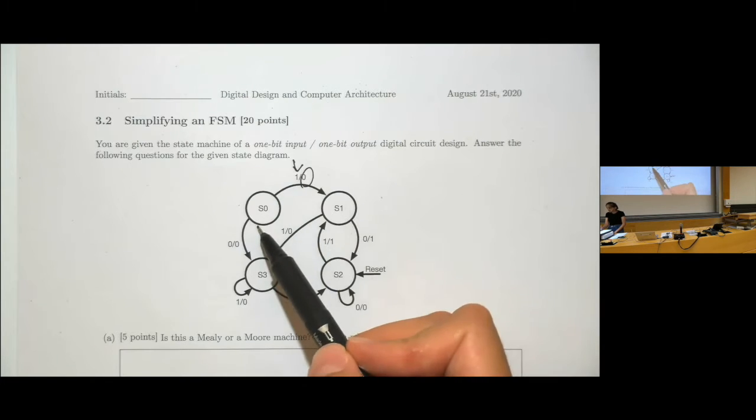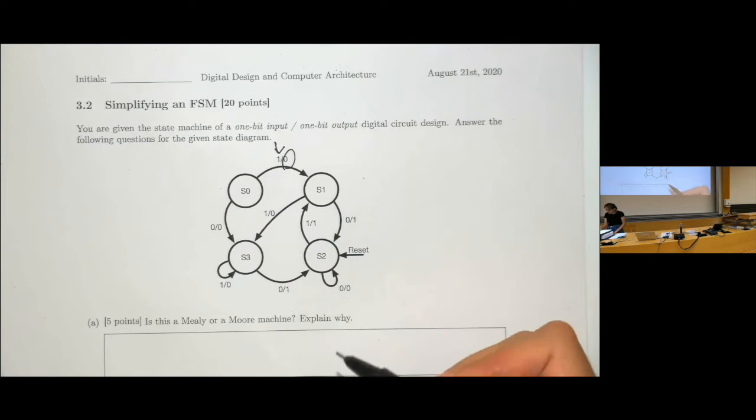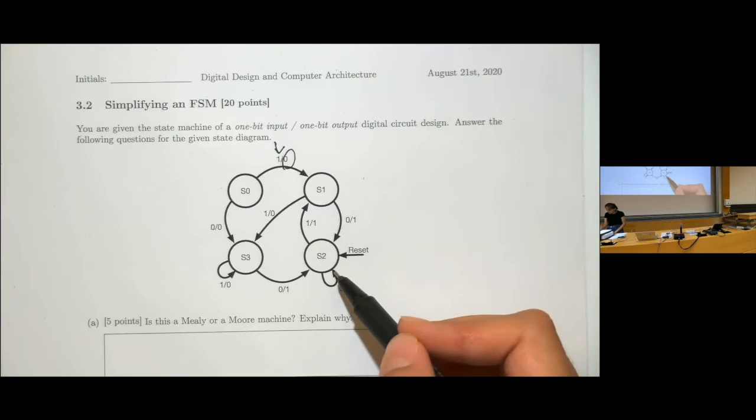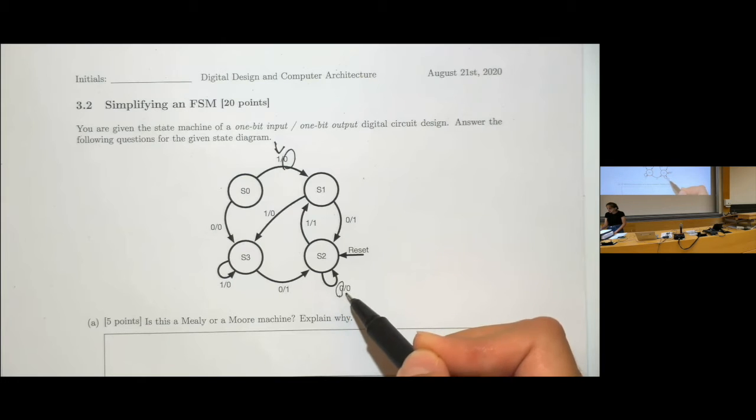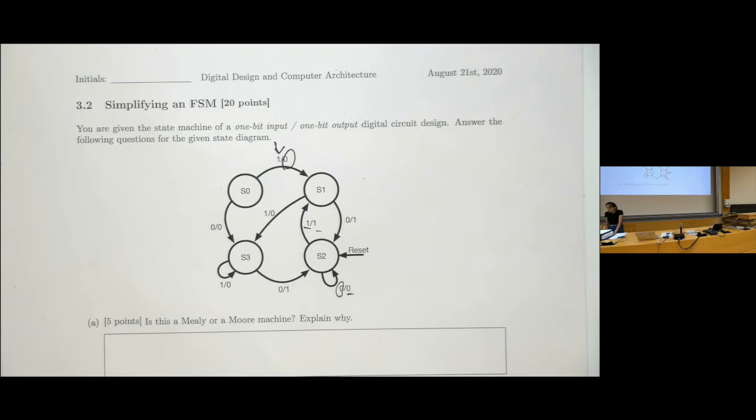So for example, if you're in this state, the input is 1, you get 0. This is not a good example. If you are in this state, for example, if your input is 0, your output is 0 as well. But if your input is 1, your output is 1. So it depends on the input as well. Then this is why this is a Mealy machine.